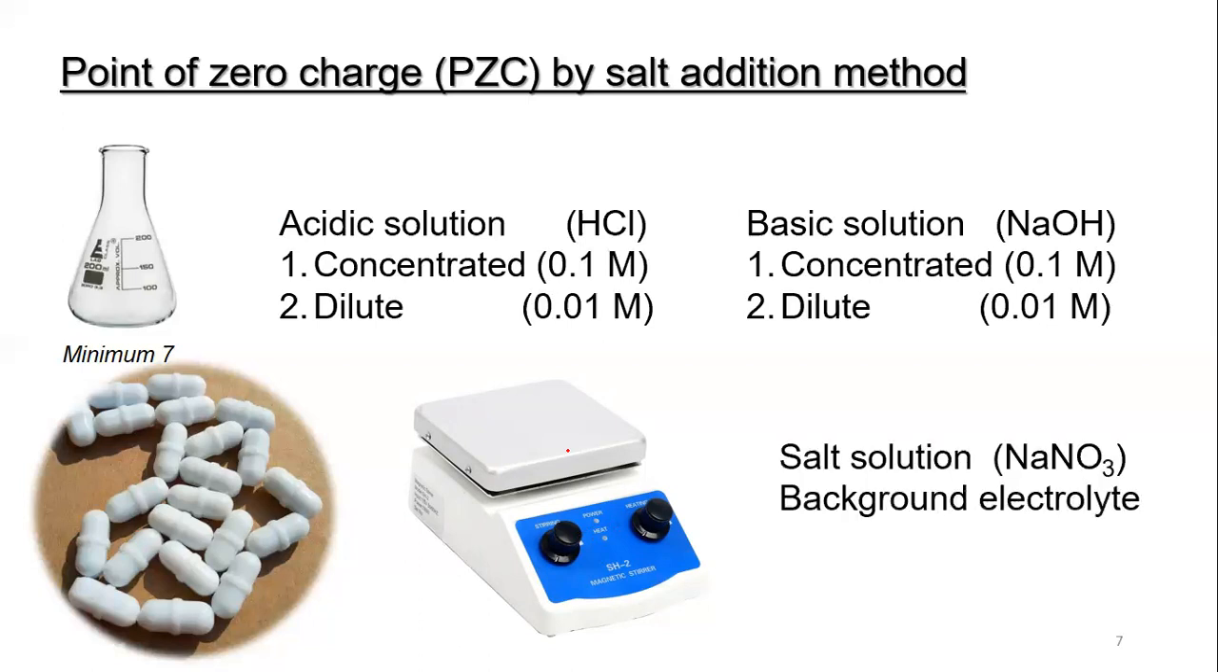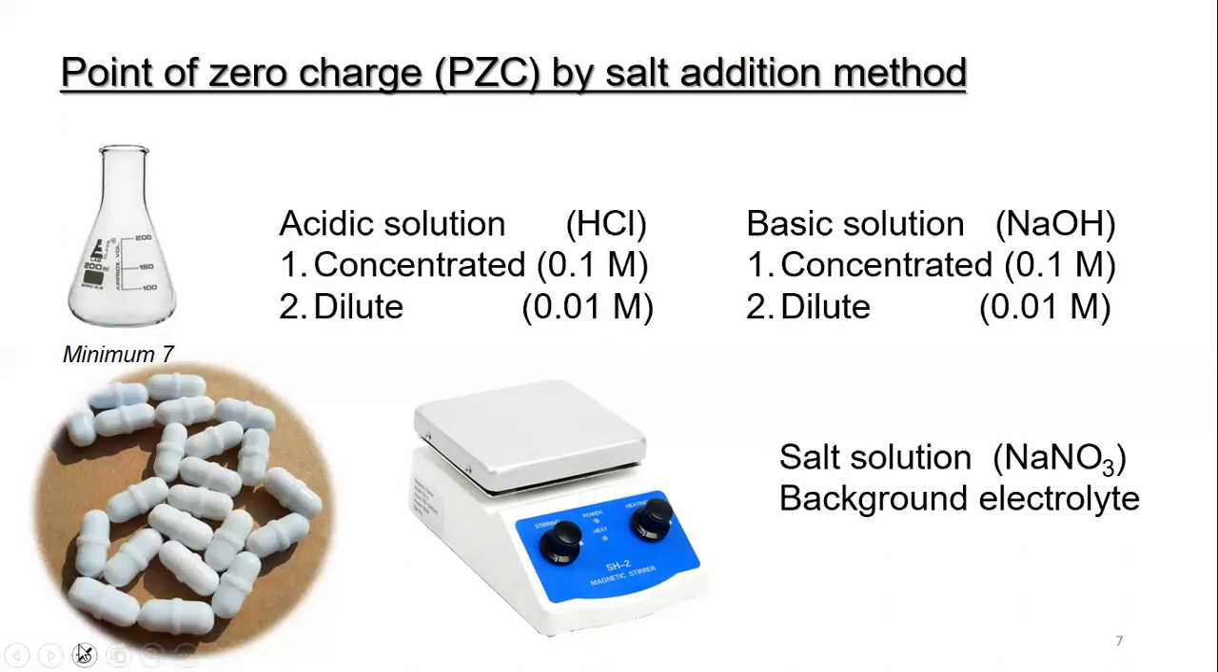What else do you need? You also need a salt solution, and that salt solution is basically a background electrolyte. That is a sodium nitrate solution. You can use sodium chloride or sodium sulfate, but I have just randomly taken sodium nitrate as the background electrolyte. So these are the things that you need for the experiment of zero point of charge.